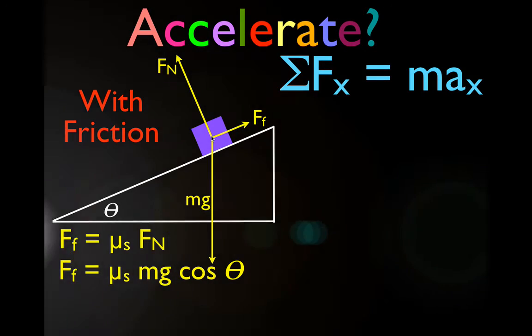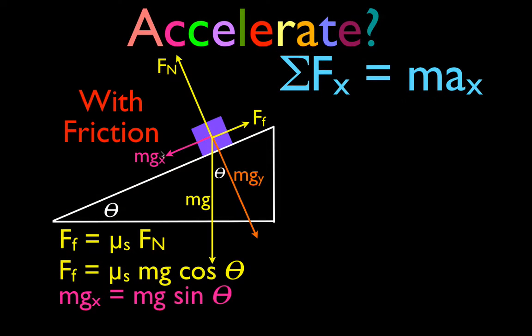Well, where does that come from? Once again, it comes from the x component of the gravitational force. If we break the weight into components, part of it acts in the y direction, part of it acts in the x direction, and this is the force that once again would cause the object to accelerate down the inclined plane. In the x direction, we only have two forces. We have the x component of the weight, and we have the friction force.